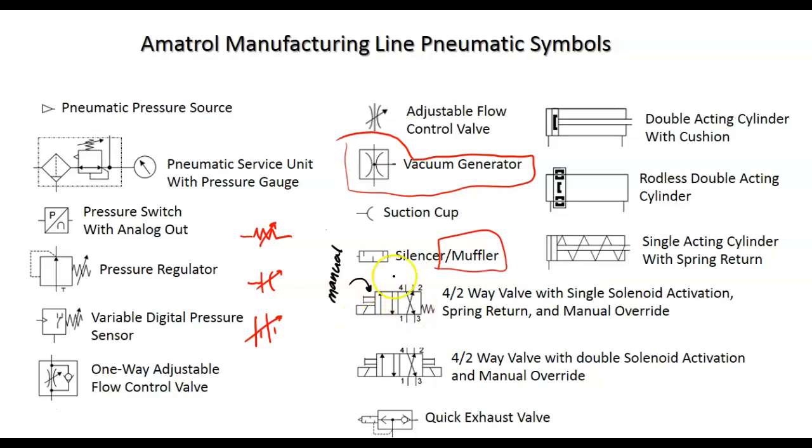So this would be a two-way valve, single solenoid activation, spring return with a manual override. That's the way we would nomenclature that. Are we okay? Yes, no. The bottom one would be a four two-way valve, double solenoid actuated, with a manual override, so we can manually override it in either direction.